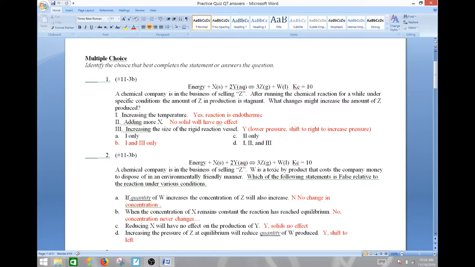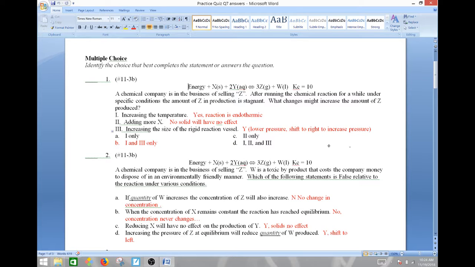Adding more X. X is solid, so no effect. Increasing the size of the rigid vessel. Changing the size will change pressures. Increasing the size lowers the pressure, and then we need to make an assessment about gases. I want to cause higher pressure because that will counteract my stress. I have only one gas here, so a shift to the right increases pressure, and therefore increases the number of particles hitting the inside of the container wall, and therefore yes, shift to the right as pressure increases.